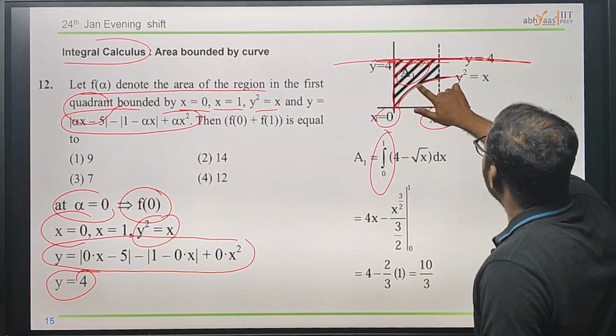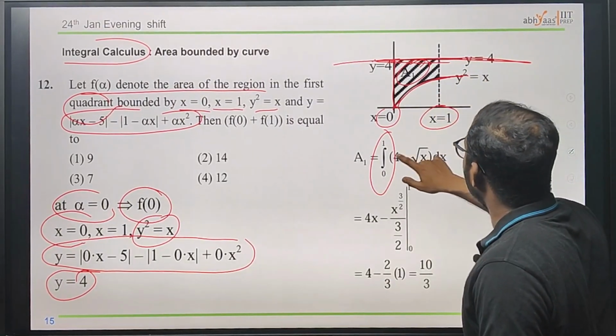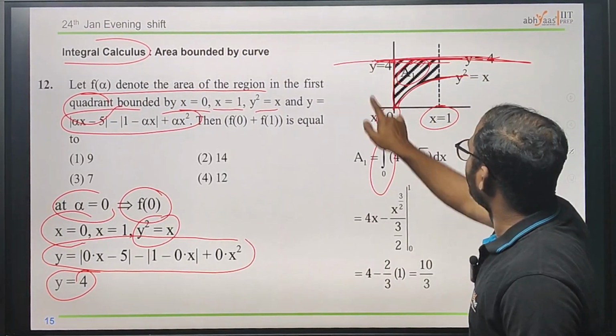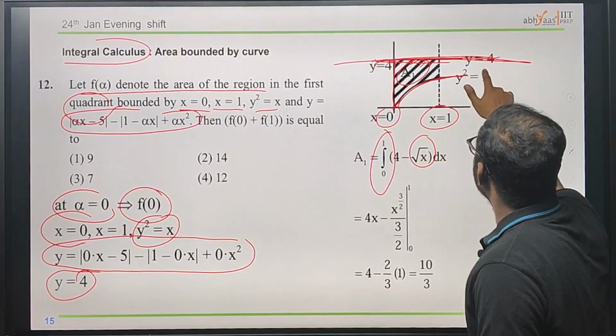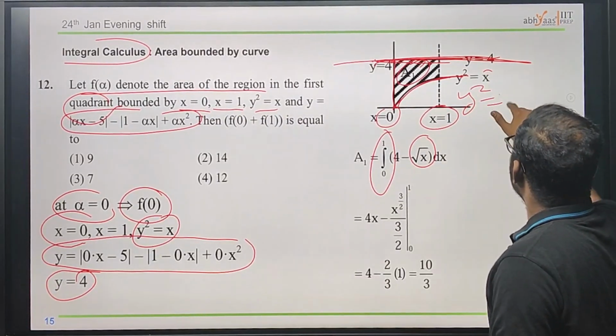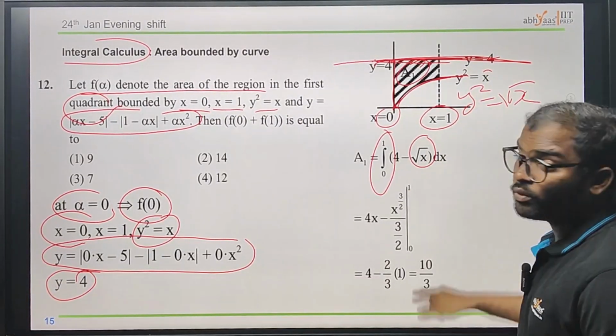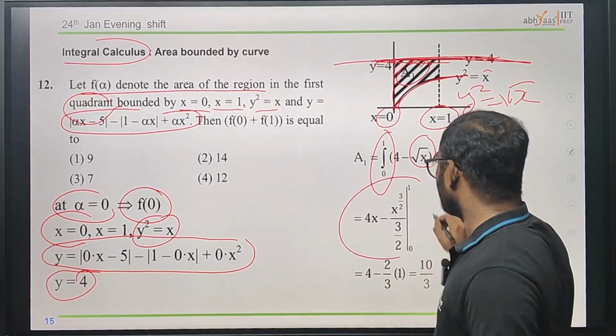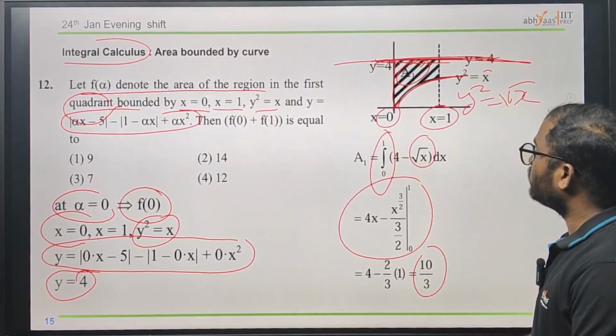Therefore we have 4 minus under root of x, since y square is equal to x gives y equal to under root of x. I hope you understood. This can be easily done, and we got 10 by 3 for this.